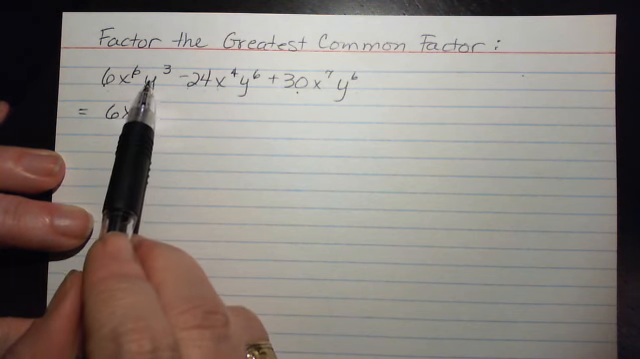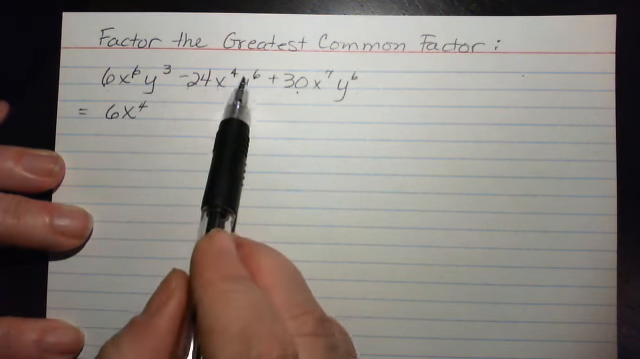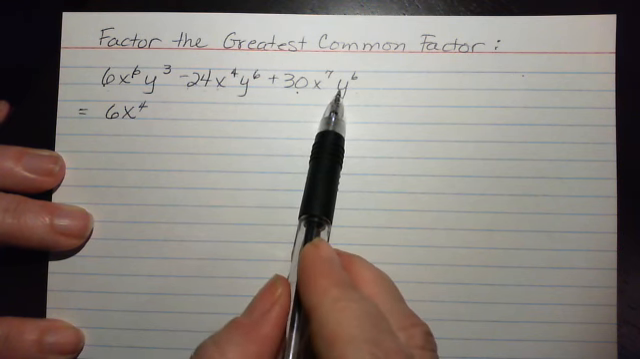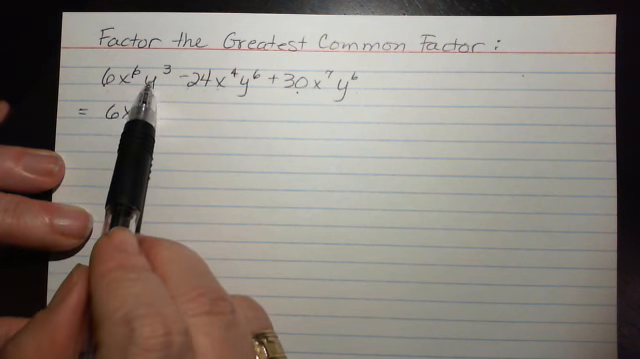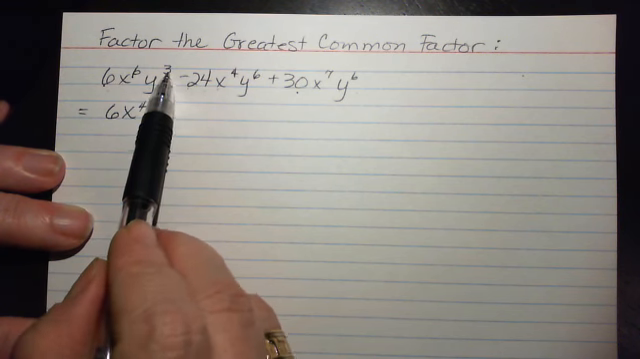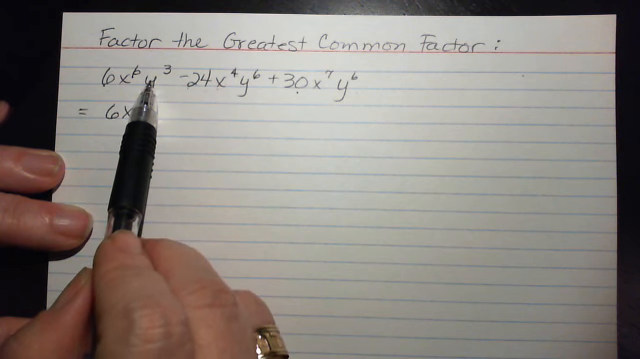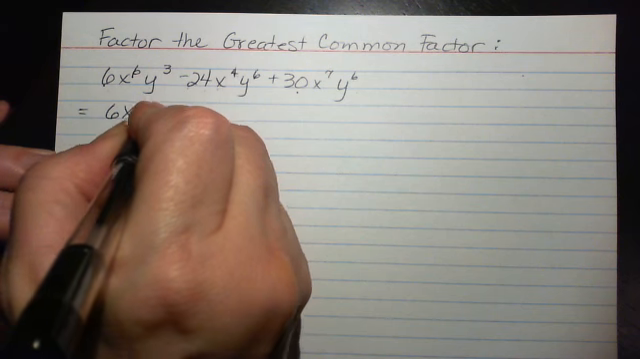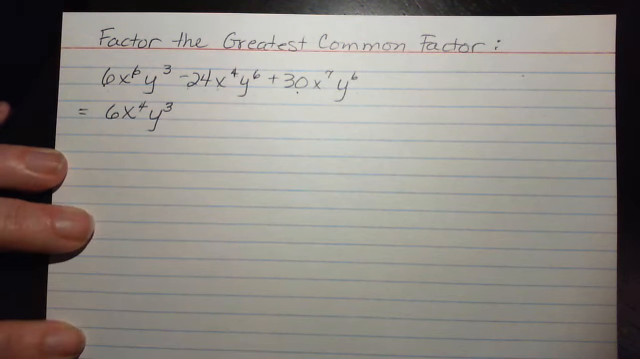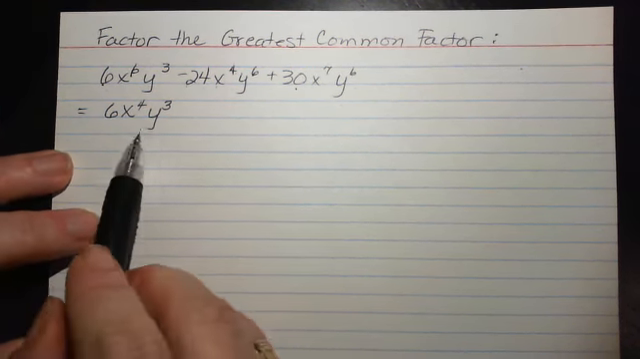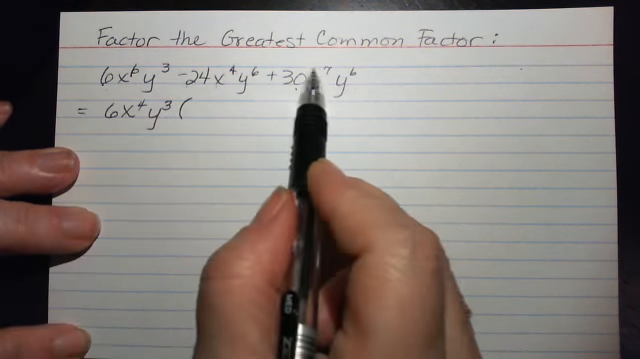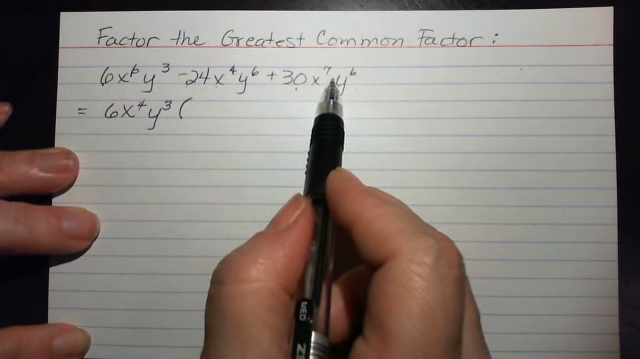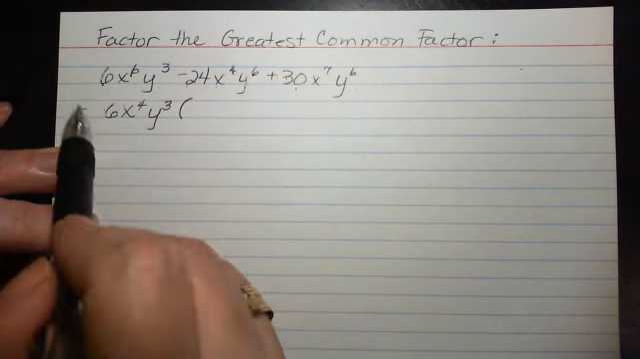Now let's look at the y variable. Y to the 3rd, y to the 6th, and y to the 6th. Okay, so it looks like the lowest power of the variable y is y to the 3rd power, or cubed. So we know that that will be part of the greatest common factor. So the greatest common factor is 6x to the 4th y cubed. Now we're factoring that out from our 3 terms here. Factoring means we're dividing it out.